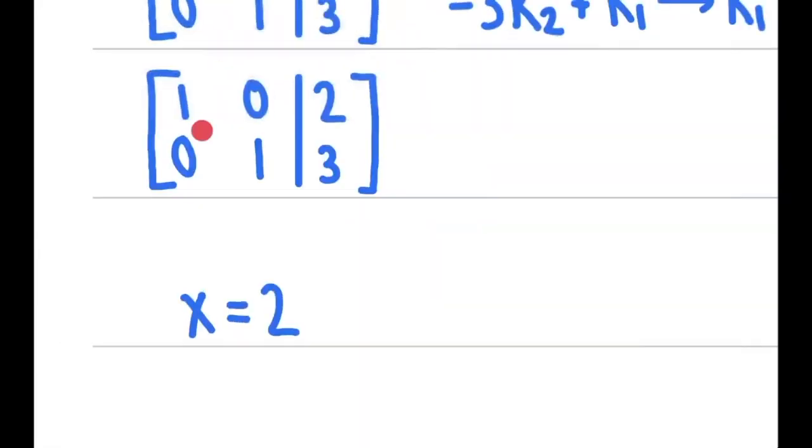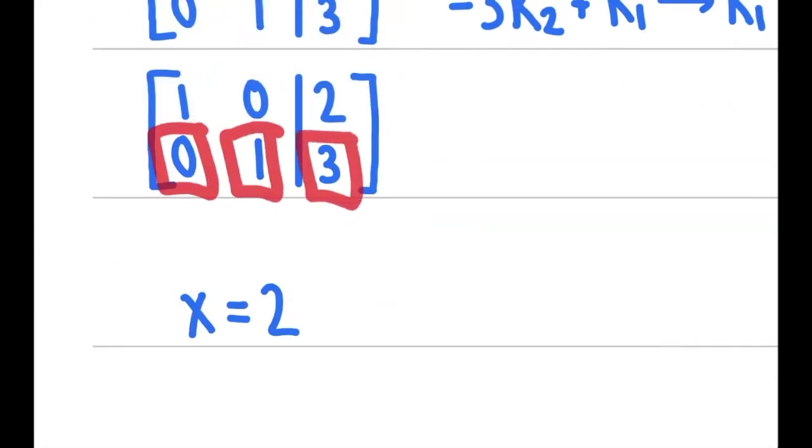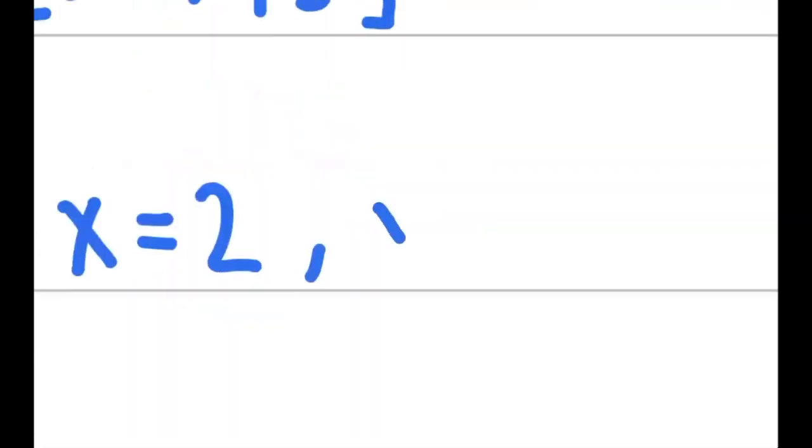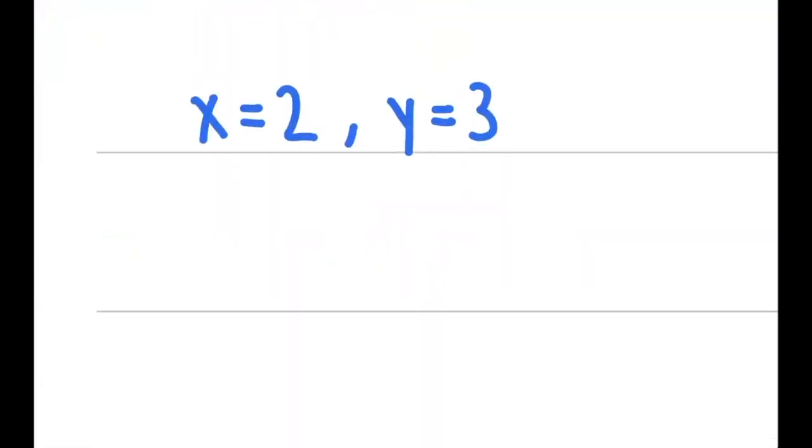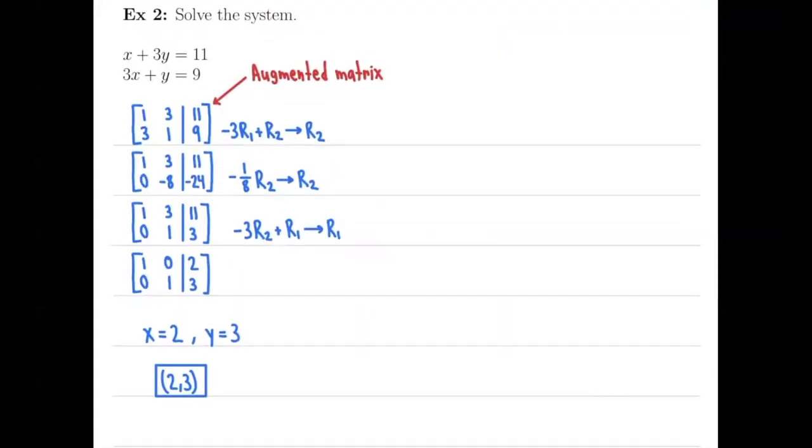And over here we have 0x plus 1y equals 3. So that's just saying that y equals 3. And that's our solution. I can write it as an ordered pair, so I can write this as (2, 3). There you have it. Yeah, where the two graphs cross, the two equations would cross if you graphed it out.